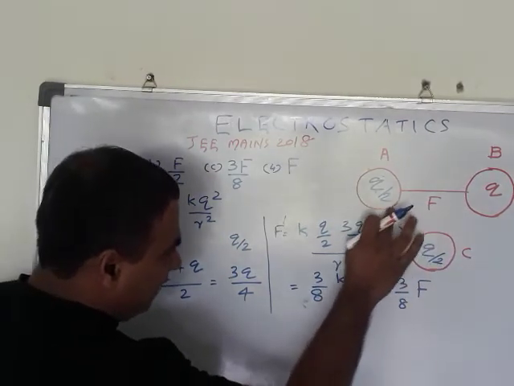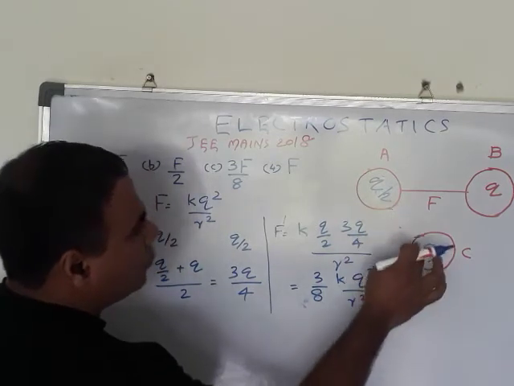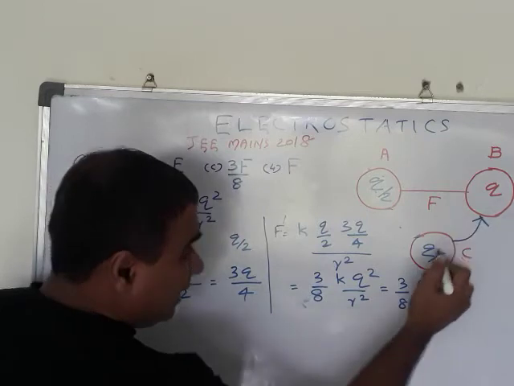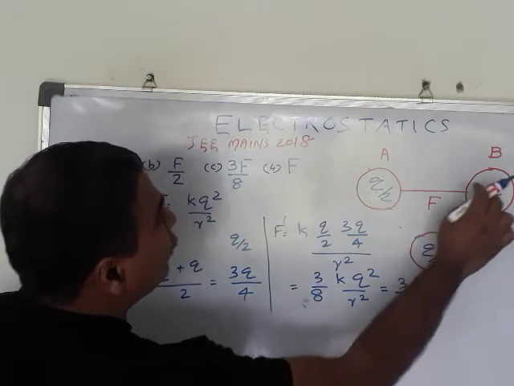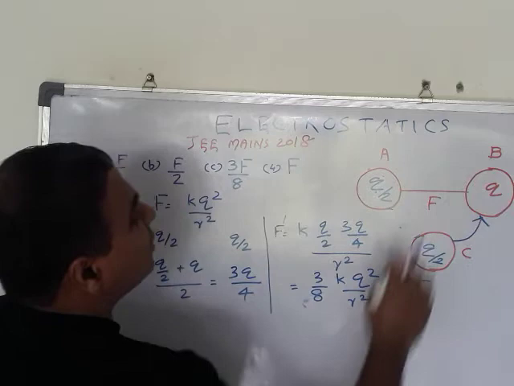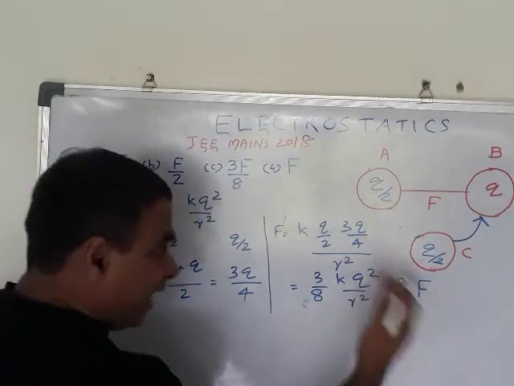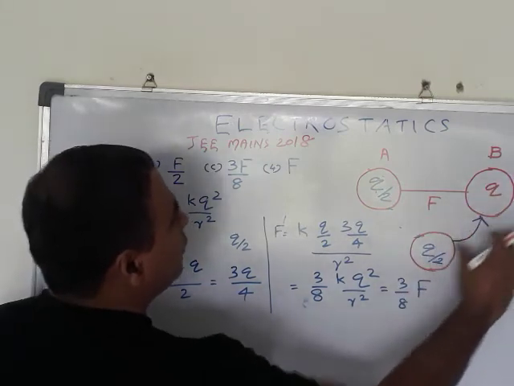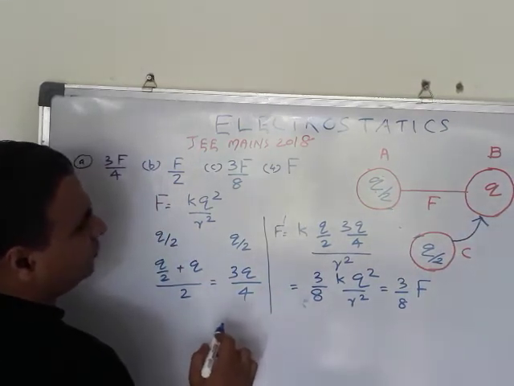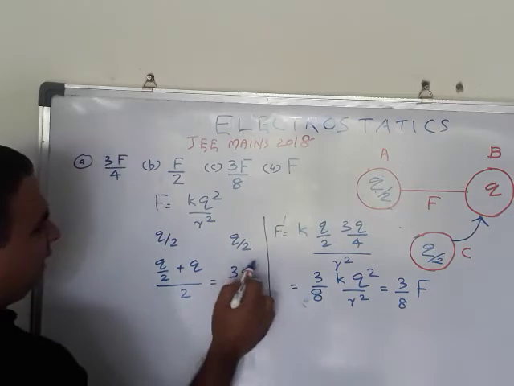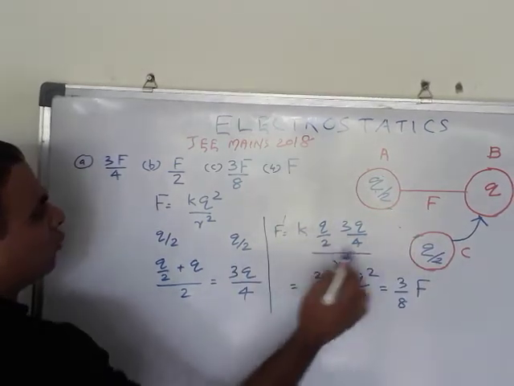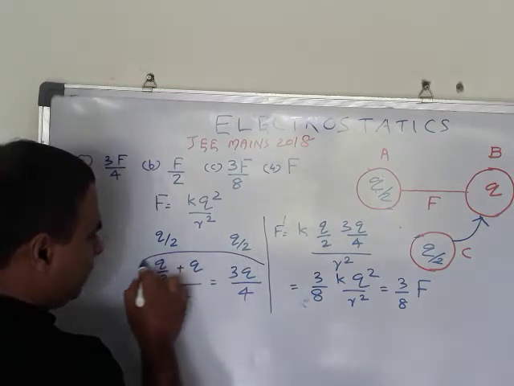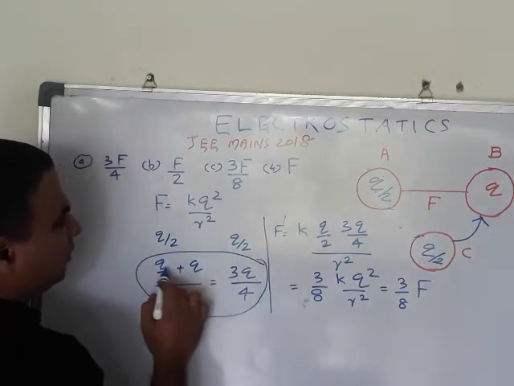After that, C is removed. Now this C is in contact with B. At that time, C is having a charge Q by 2, and B is having the charge Q. And again this total amount of charge will be equally shared between B and C. So if they are sharing these two charges, Q by 2 and Q, at that time what will happen?